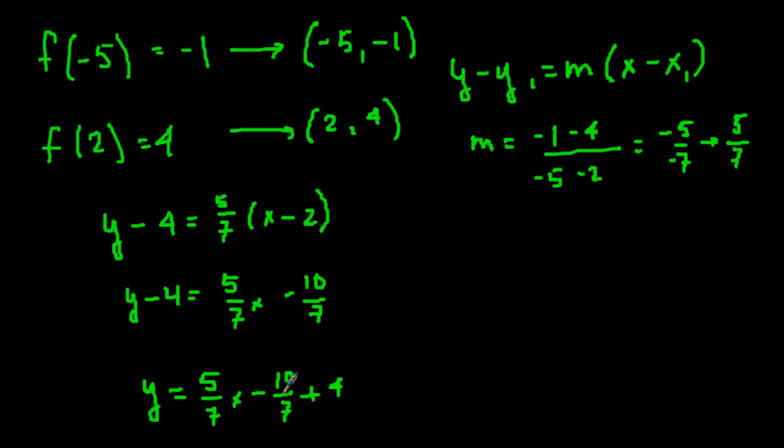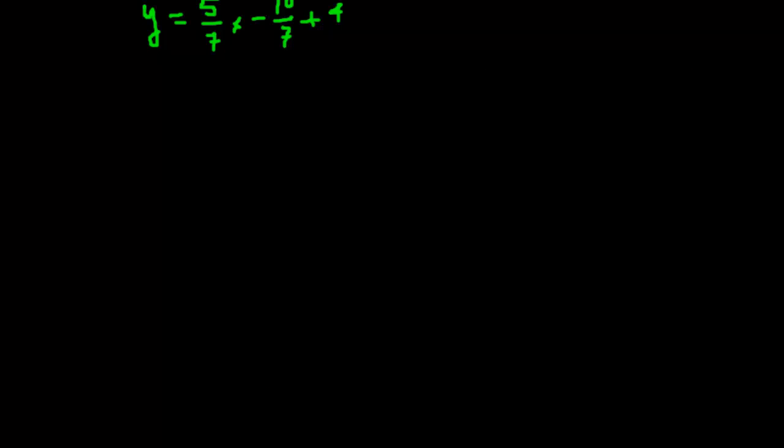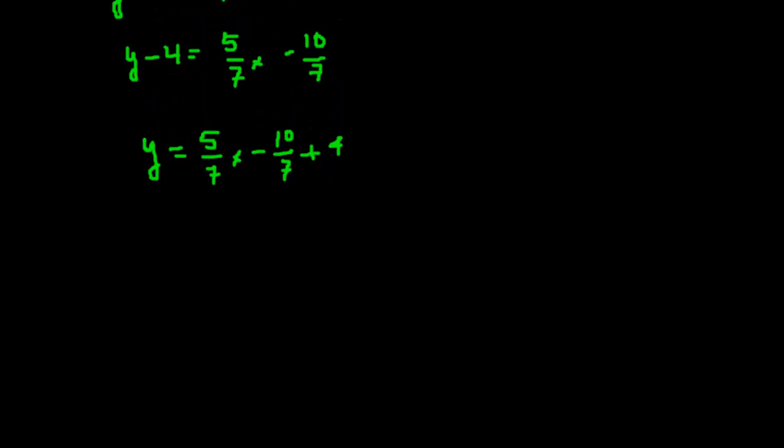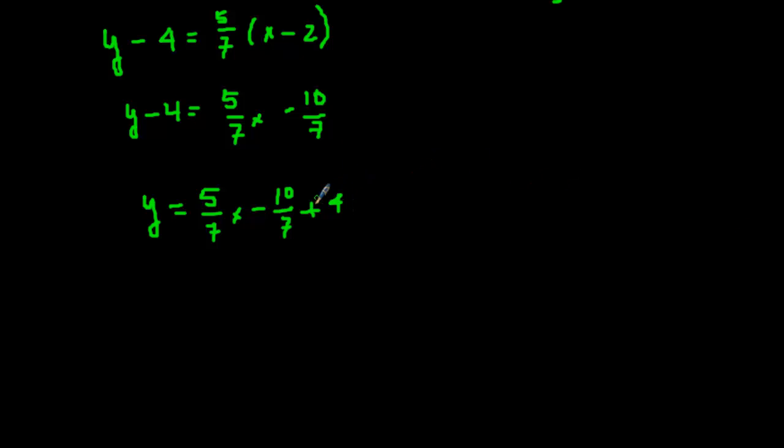And now I need to add these 2 fractions together so they're simplified. Well, this isn't a fraction, but it's going to be because I need a denominator the same. So I'll multiply both of those by 7. So I've got negative 10 over 7 plus 28 over 7 then. And that's going to give me 18 over 7.